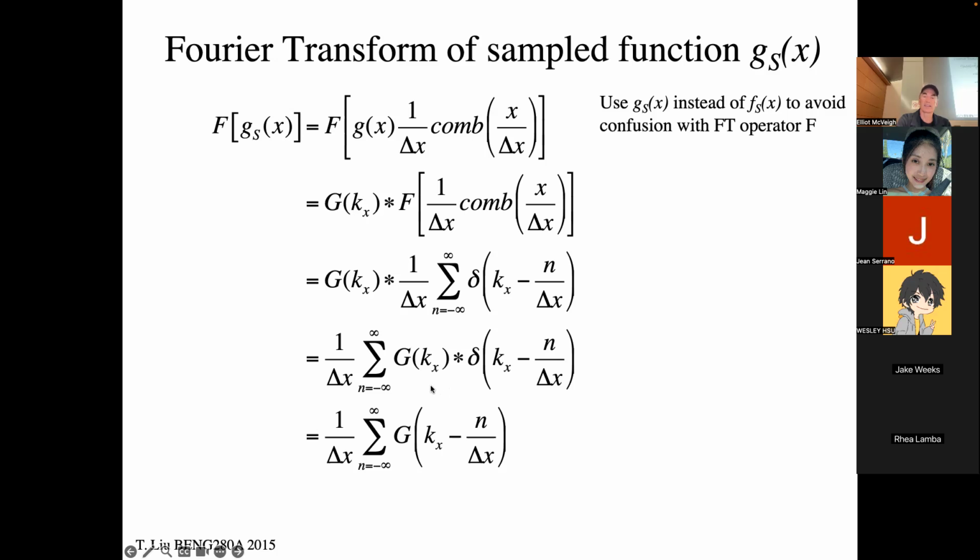And so what that does is it sifts out the values of the Fourier transform of g here such that we get a continuous variable here. But the actual value of the Fourier transform at any point kx is the sum of the Fourier transform of the original function evaluated at replicants along the frequency dimension, okay?